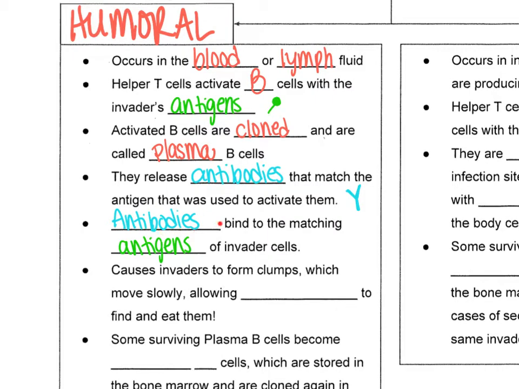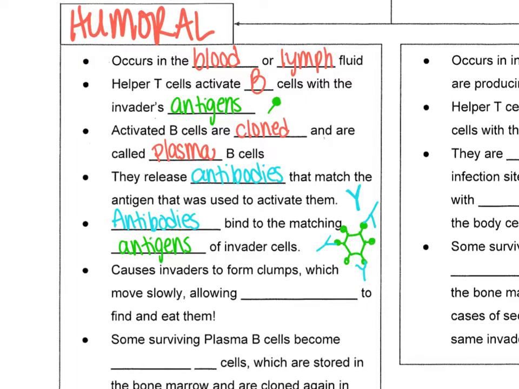Now, these antibodies will do a really important job. So say we have a virus that's invading. I'm just going to draw a virus, six-sided virus, and our virus has these antigens on its surface. Well, remember that these antibodies will specifically match them. So we've got an antibody that will bind, or multiple antibodies that will bind to that invading cell.